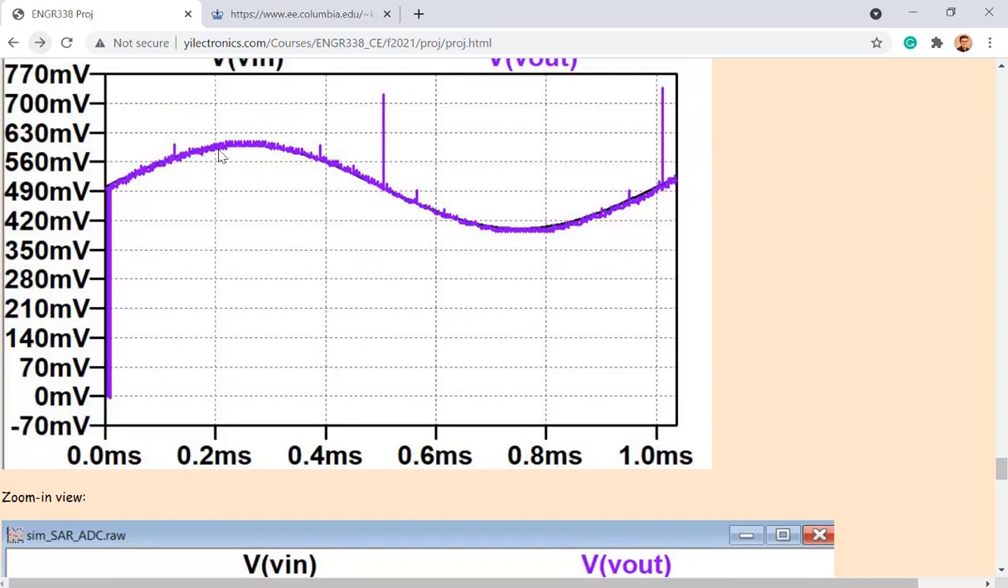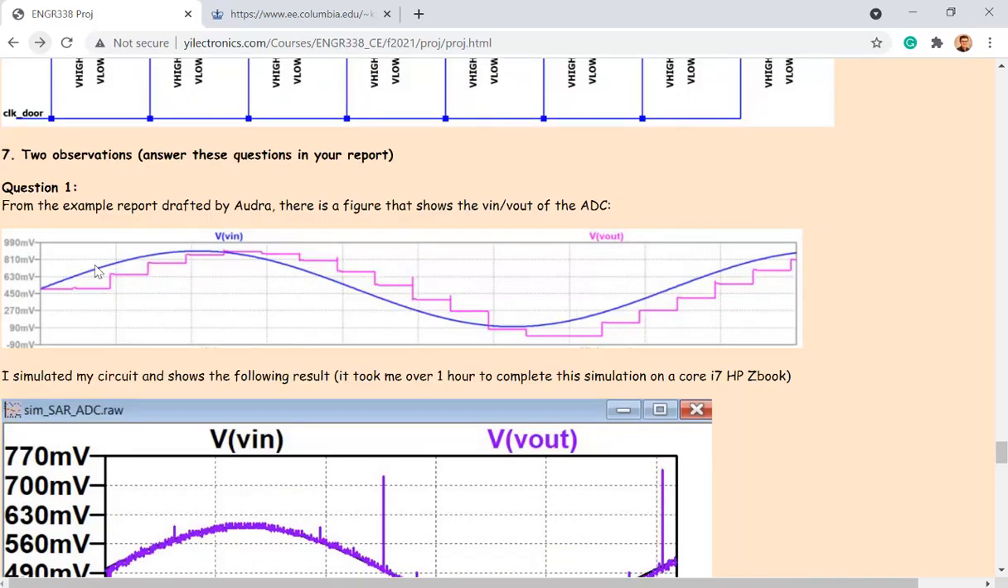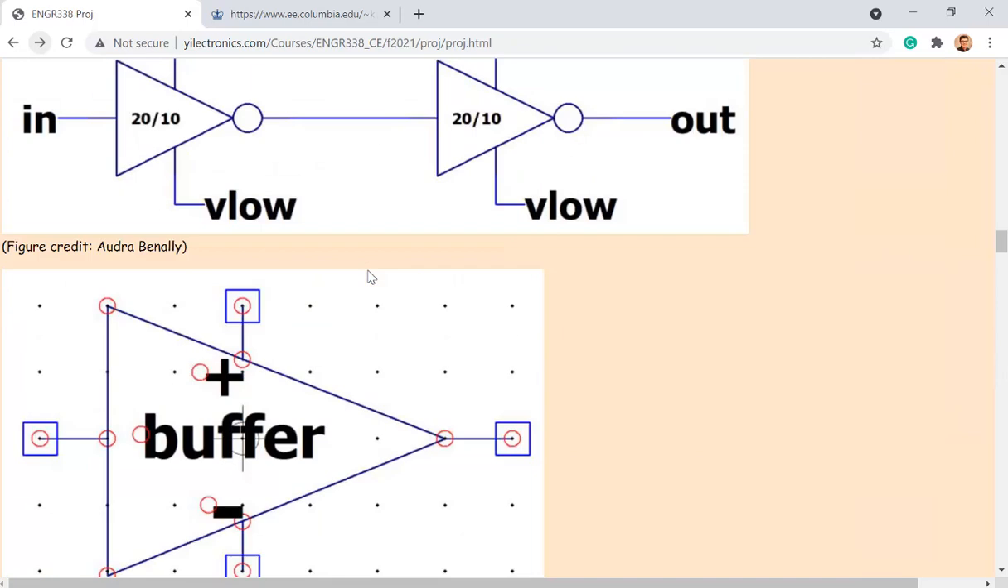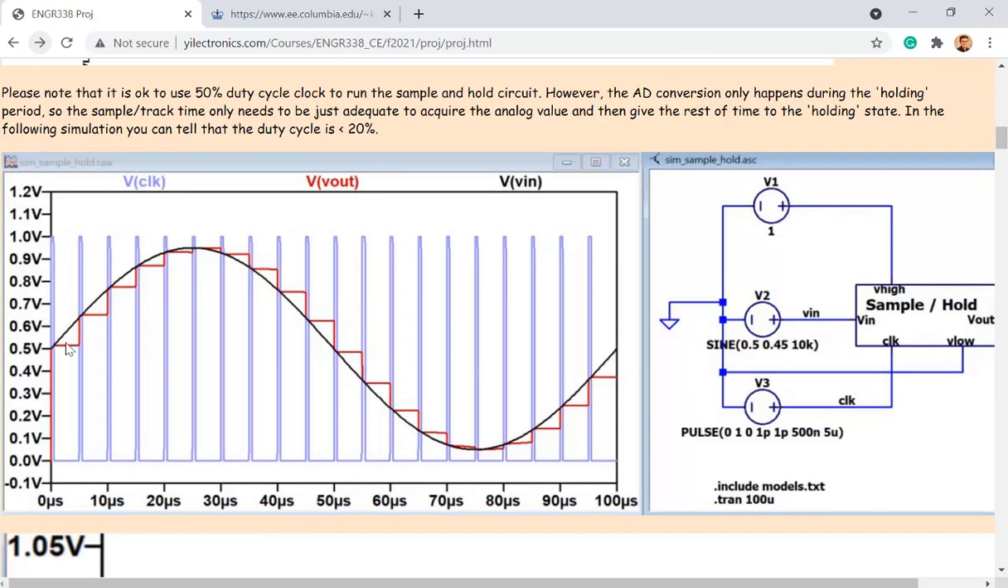But let's just look at this one, for example, okay? I'm getting an input and I'm getting an output that has all the stars, okay? So that's the output of the ADC and then it's connected to the DAC. So I'm getting this, the purple line is the output from the DAC, okay? And now let's look at the output of the sample and hold. It's even better than the ADC's output. Why do we bother using all these circuits, the SAR and everything, to get a star purple line instead of just using a sample and hold output?